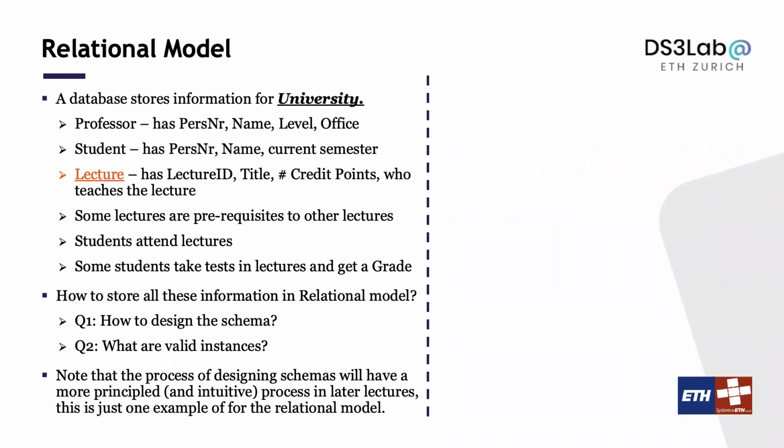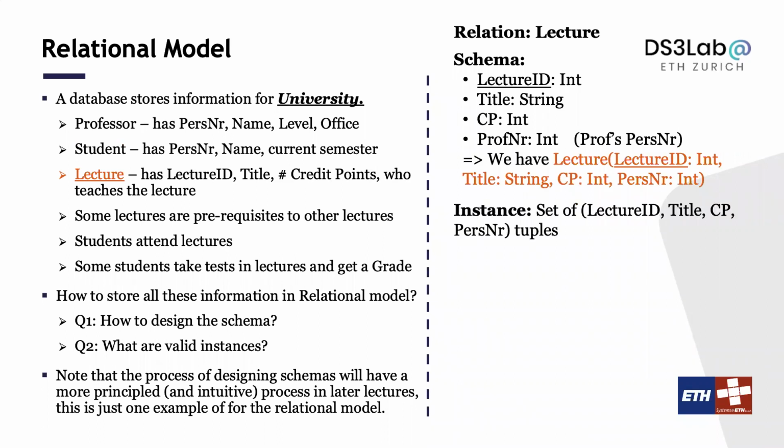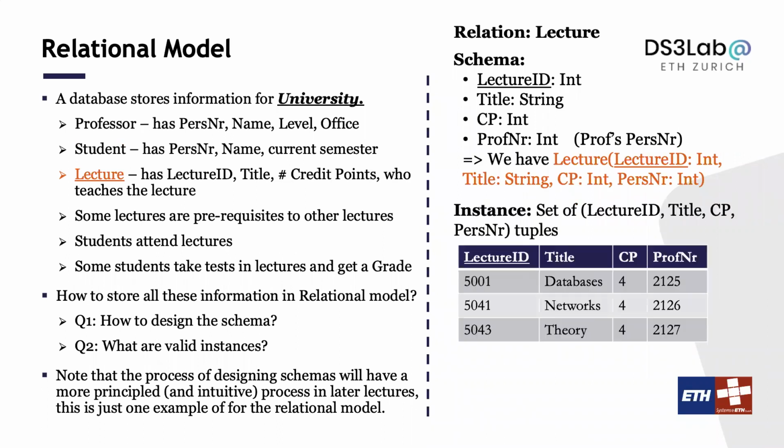So we can do a similar exercise for lectures, right? Let's go a little bit quicker here. We can have the lecture relation with lecture ID, with title, with credit points, and with which professor is teaching it. So we have the professor number, where you store the professor's personnel number here. And this will be a table that looks like this, right? My primary key is my lecture ID. This instance satisfies both the domain constraint and the key constraint.